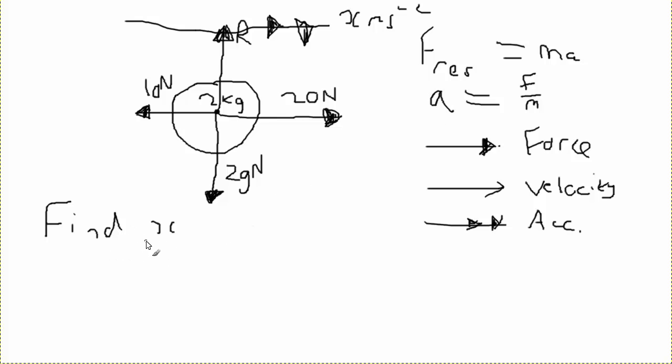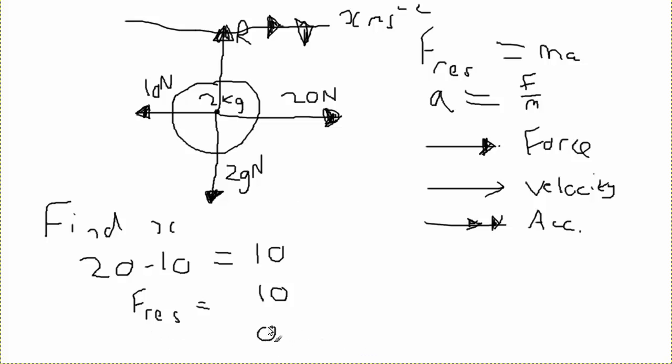So to find x, we first need to derive our resultant force. Vertically there's nothing for third law, we'll go over that later on. But horizontally, we're going to do 20 minus 10, because the 10 is acting in the opposite direction to 20. So that equals 10. So F res equals 10. So our resultant force is 10. Now we need to find the mass, which is obviously 2.